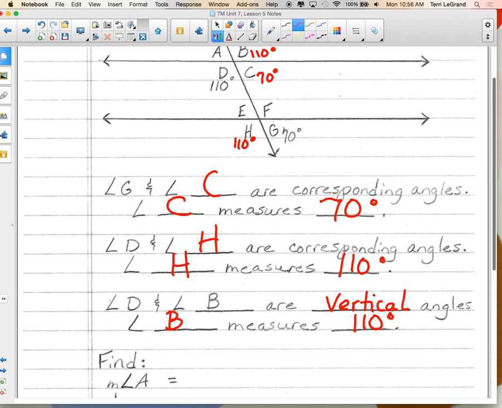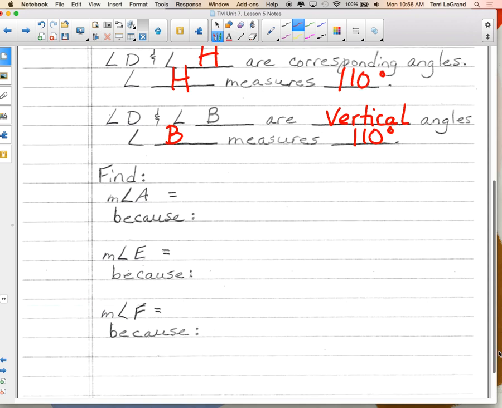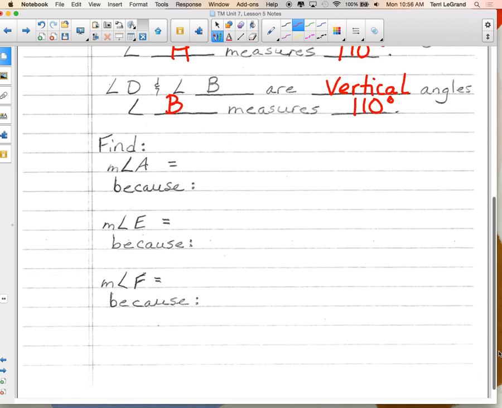We're down to 3 angle measures left to find: A, E, and F. Looks like I want us to start with A, okay? So, anybody want to? We have 3 different angle relationships we can use to help us get the answer for A. So what do you want to use, Harley? You want to use vertical. Okay, well then measure of angle A equals what?